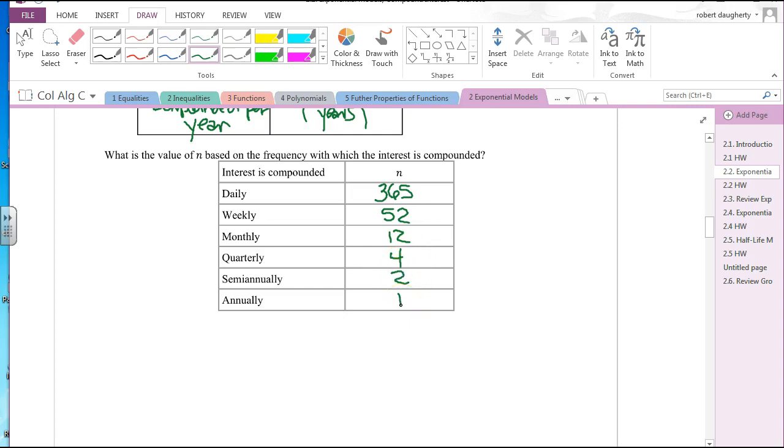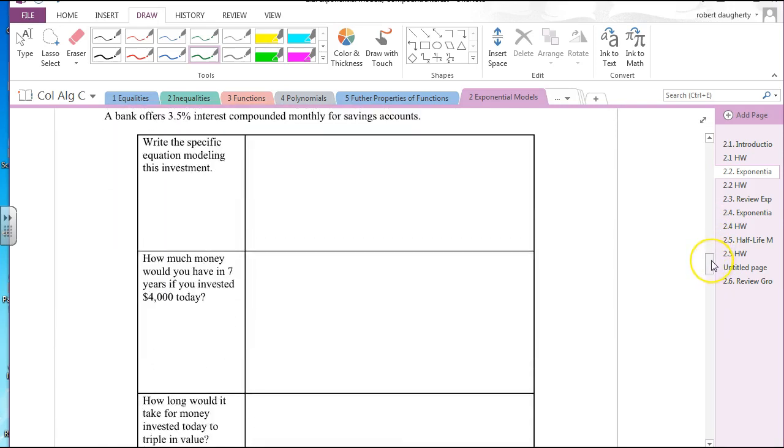So when you have a problem and it says the interest is compounded monthly, N will be 12. If it's compounded yearly, N will be 1. Okay? So these are just common units of time across a year. So you'll look for those clues in your problem. So let's move on to a problem.